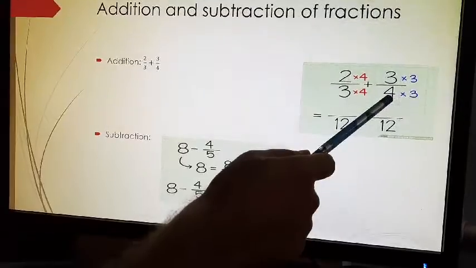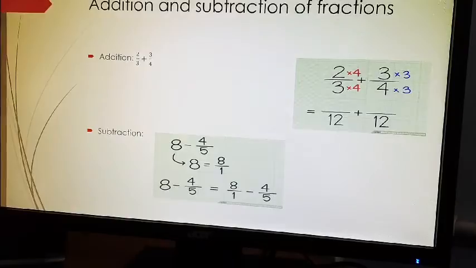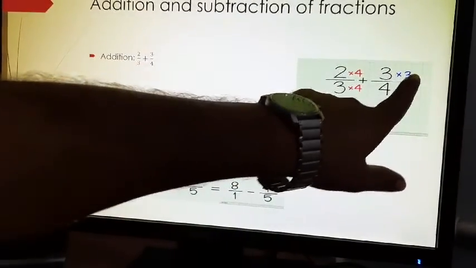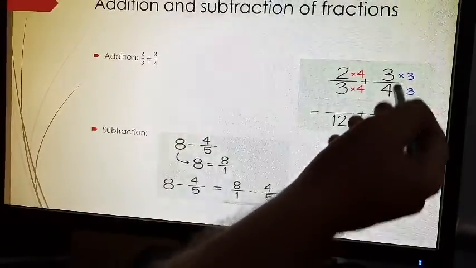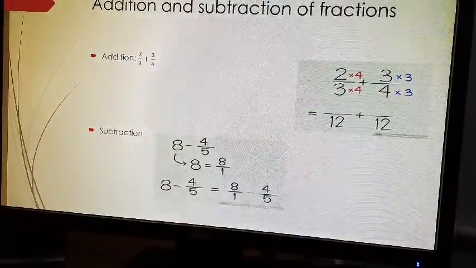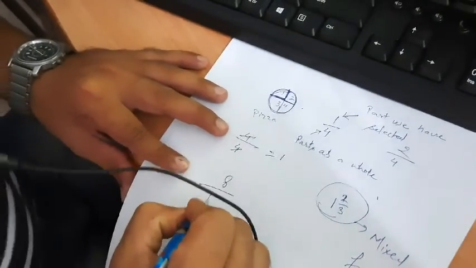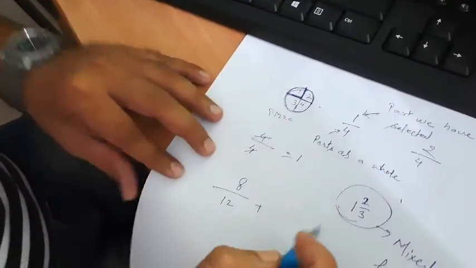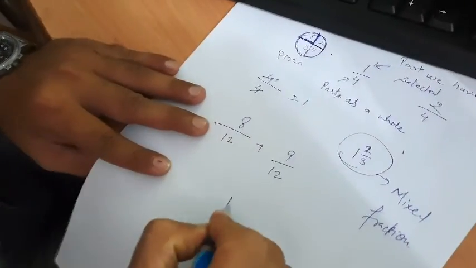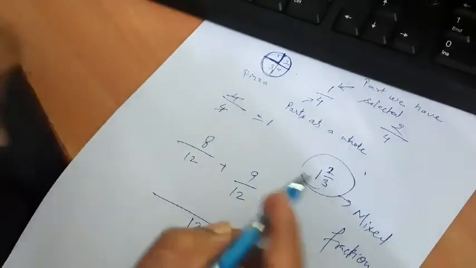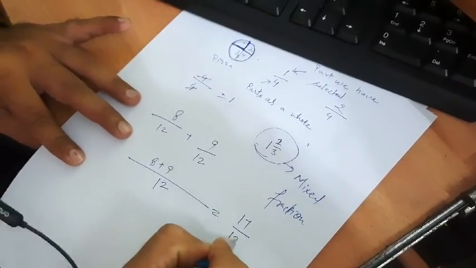So to make them similar, as in class 6th, multiply both above and below in the fraction 2 by 3 by 4. Similarly, multiply the fraction 3 by 4 by 3. So now the base is 12, 3 4s are 12, 4 3s are 12. So the base is similar, and the number will be 8 by 12 plus 9 by 12. Now 12 is the common denominator that we take, and 8 plus 9 is 17 over 12.